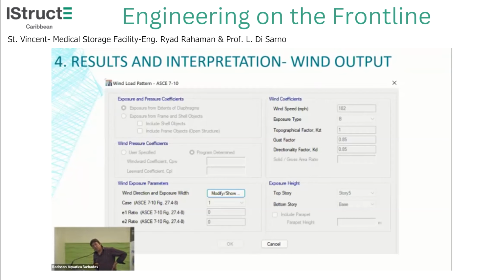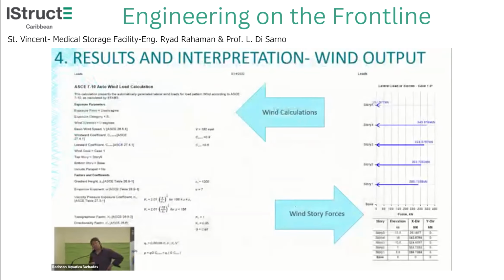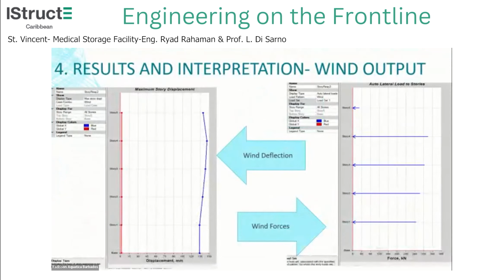For wind speed of 182, that includes the 10%. So we're going with 110% 3-second gusts. Wind calculations, we get about 330 kilonewtons per story. All right, there are the calculations that the program does.